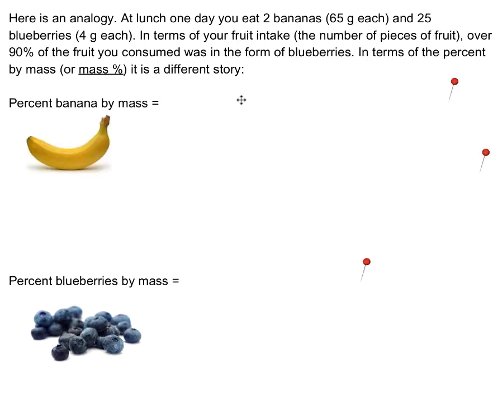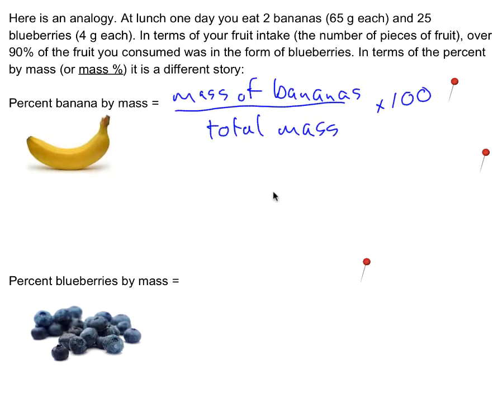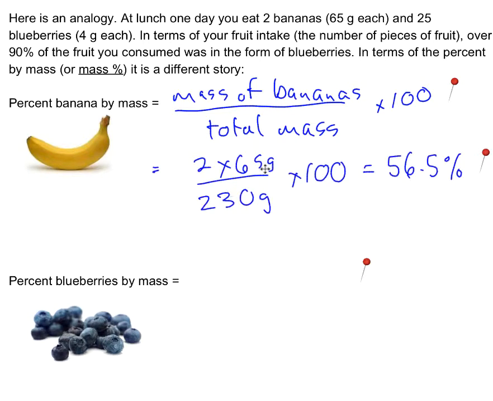And so you should all know how to calculate a percent. So the mass of bananas divided by the total mass, times 100, is going to give us our percent bananas. So 2 times 65 divided by the total mass of fruit equals 56.5% bananas. And we've only eaten 43.5% by mass of blueberries. So again, percent, as you are aware, is basically a ratio. And when it's percent by mass, it's the ratio of masses.